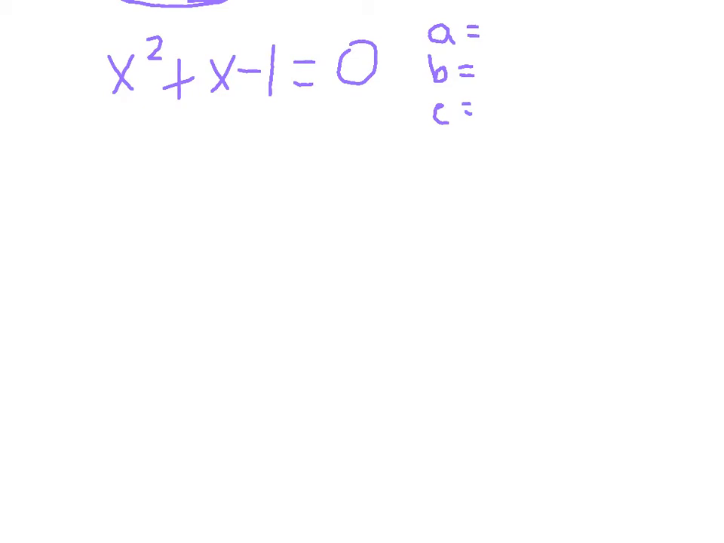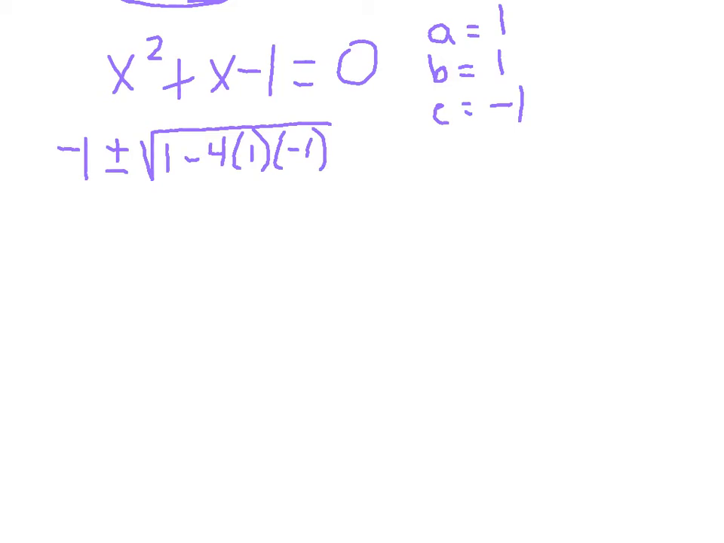Our A value is the number in front of x squared. It's an invisible 1. The B number is the number in front of the x, which is also an invisible 1. And our C value isn't just 1, but it's negative 1. Now we need to put it into the quadratic formula. So the opposite of b will give us negative 1, plus and minus square root of b squared, 1 times 1 is 1, minus 4 times a times c, all over 2 times a.